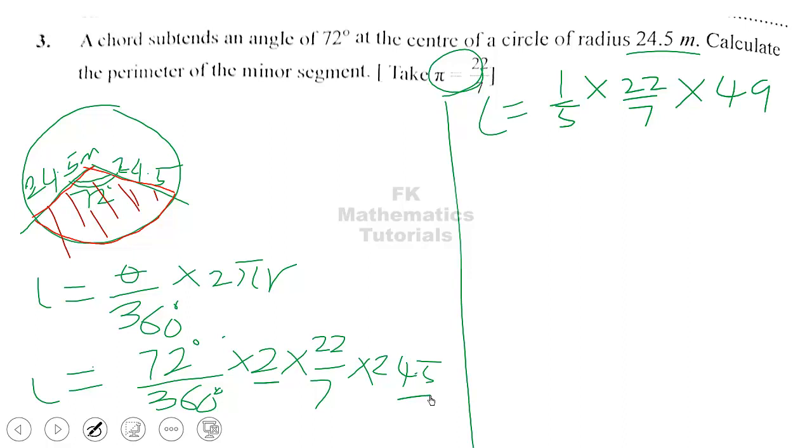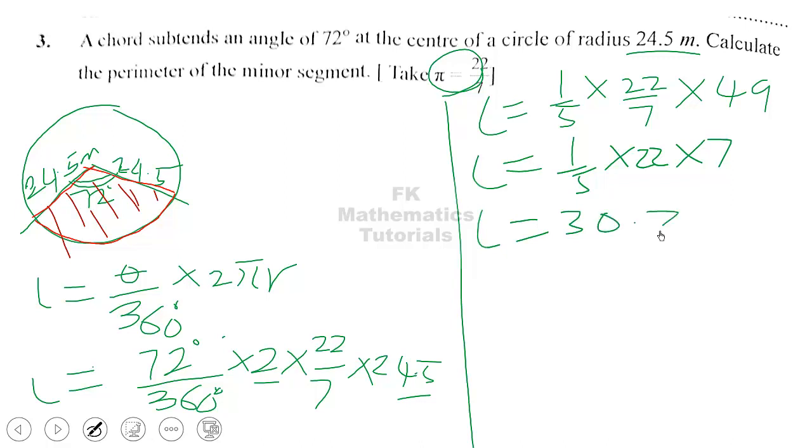Good. So 7 can cancel 49 seven times. So the length will be equal to 1 over 5 times 22 times 7. So let's see what that will give us. 22 times 7 over 5. That will give us 30.8.